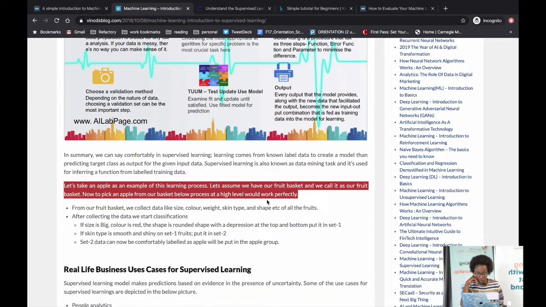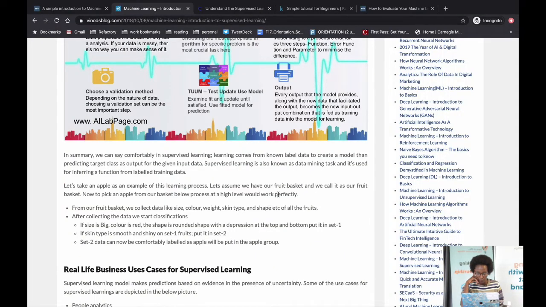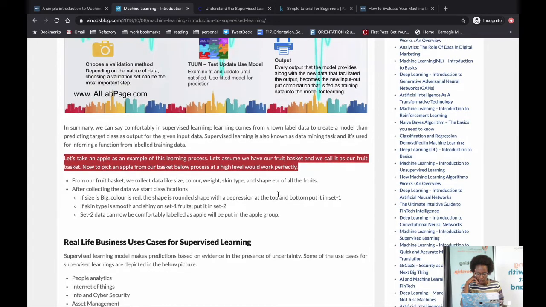A high level would work perfectly. Okay, there's some issue with the phrasing.